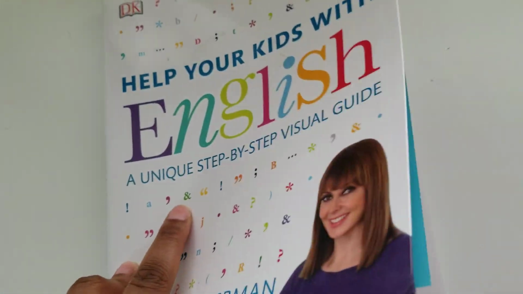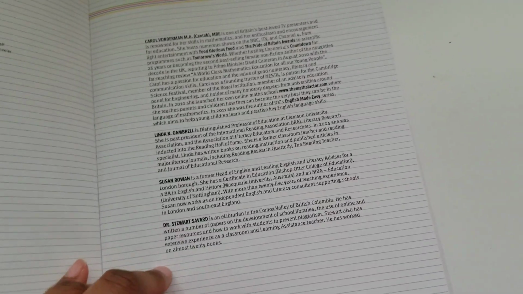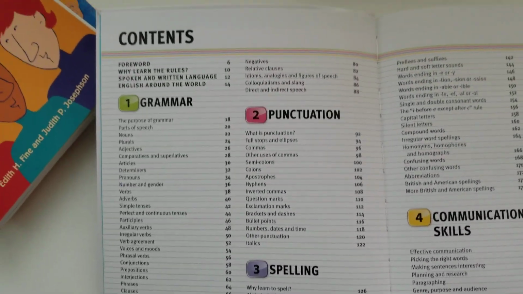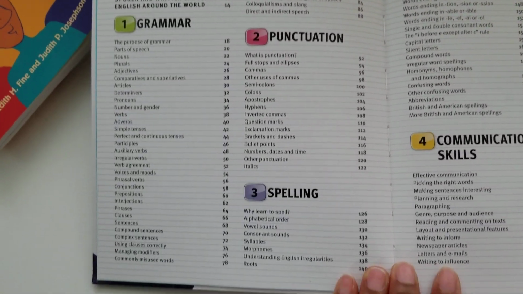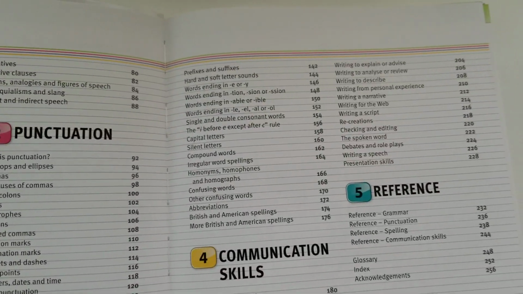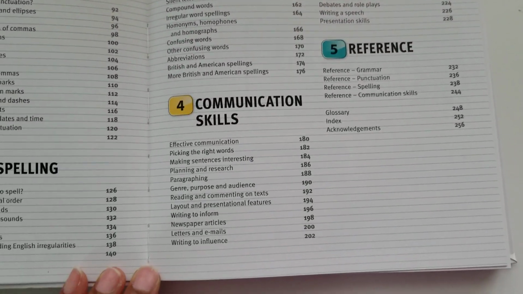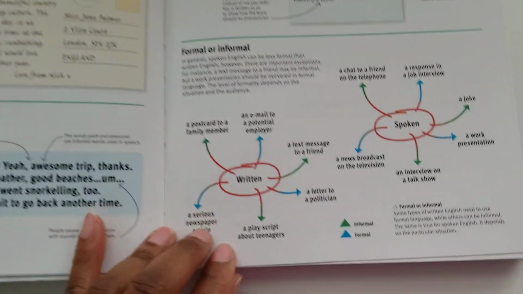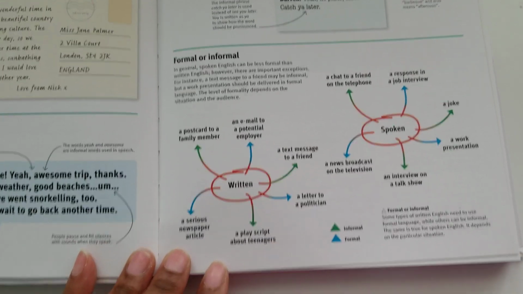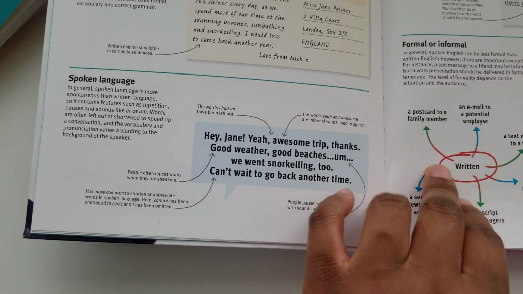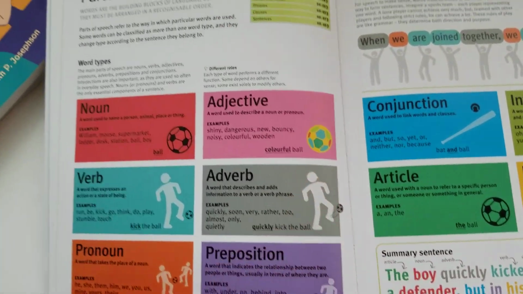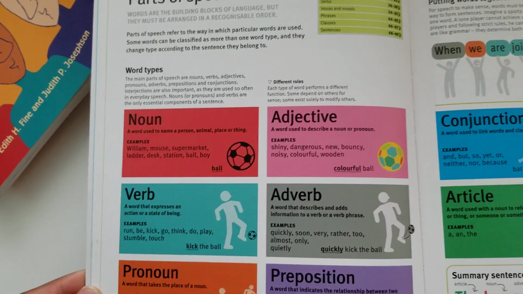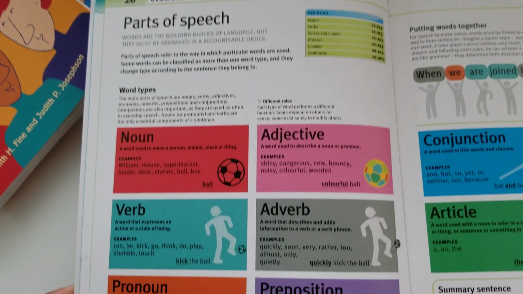So let me show you the table of contents. I'll show you all the goodness within this resource. And let me just flip through some pages and show you. If you're a visual learner, boom, you got it. Lots of great color. And the information that I found thus far is accurate.